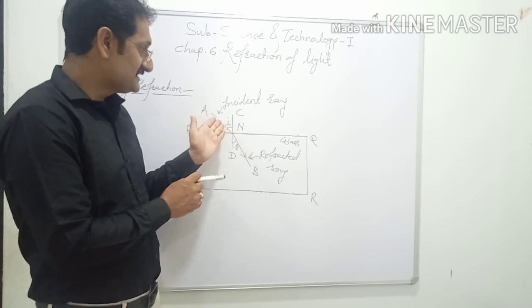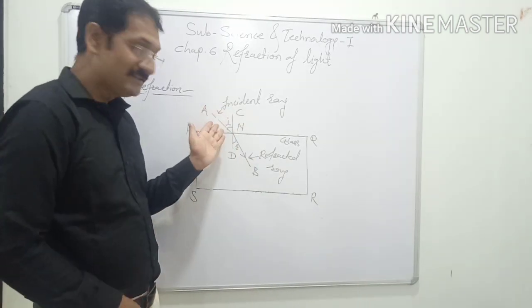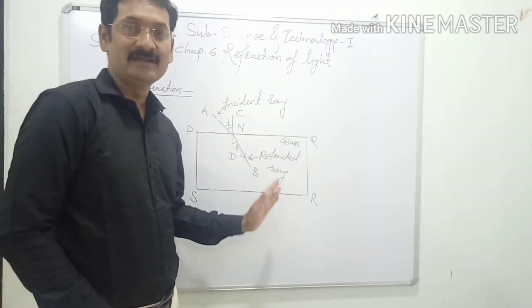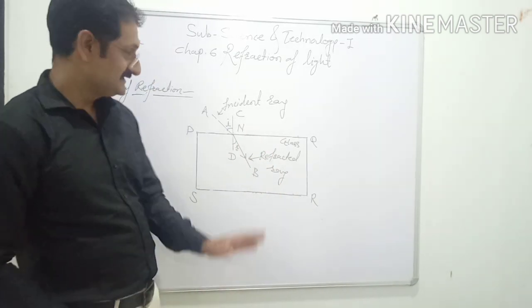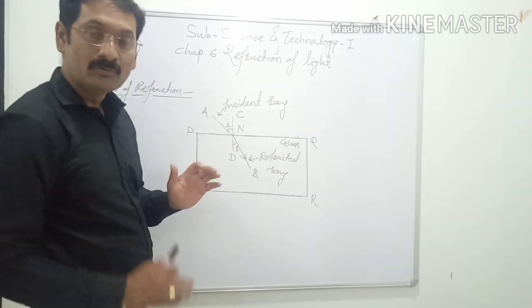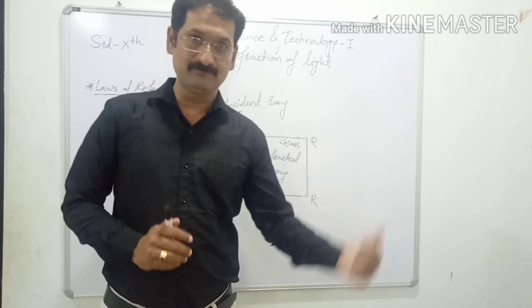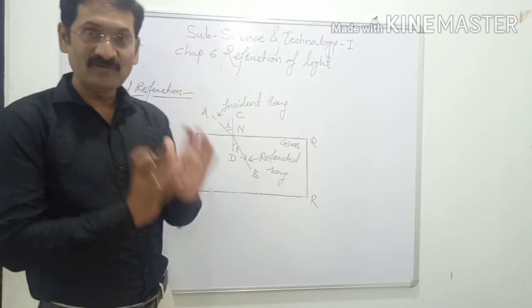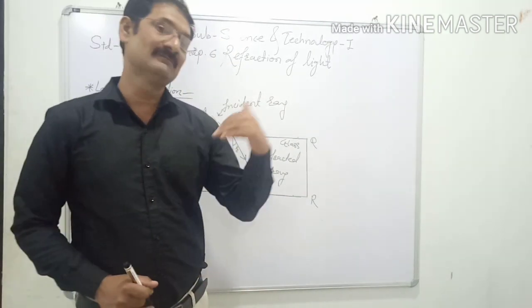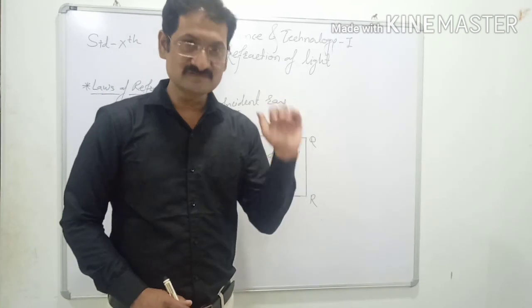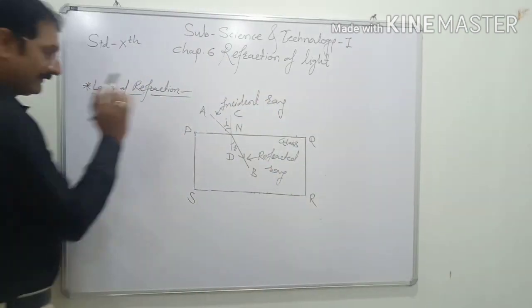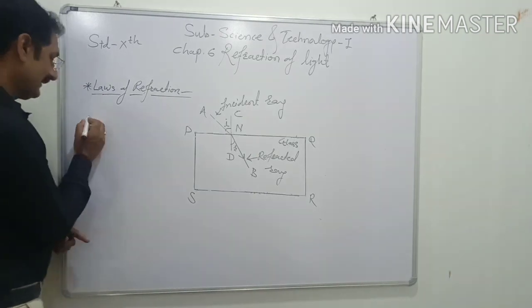When light changes its direction while passing from one transparent medium to another, this is refraction, we know. But what actually happens in the process of refraction? The refraction process is followed by some laws. What are they? We have to study that here. So, the laws of refraction. What is the first law of refraction?